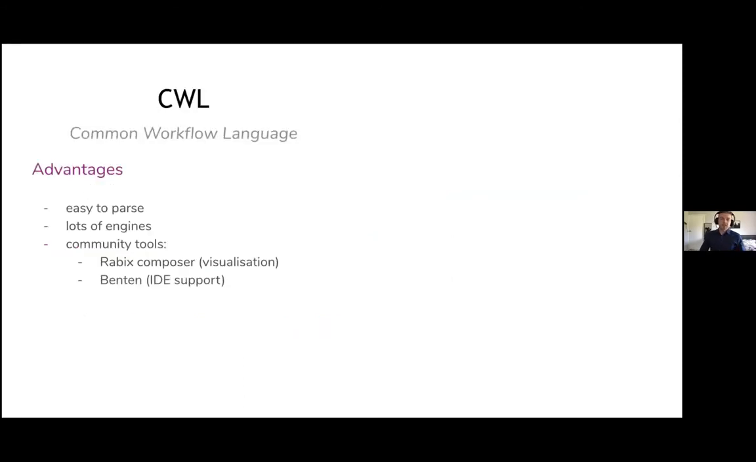So some of the advantages of CWL: it's easy to parse. And because it's easy to parse, there are lots of engines that can accept it. And it also means there's lots of community tools like Radix Composer, which was the visualization we showed you earlier, or Benton, which gives you immediate language and IDE support in Visual Studio Code or Sublime. But some of the disadvantages with CWL are it's difficult to learn and write, and there's no meaningful type system beyond file, directory, integer, and so on.